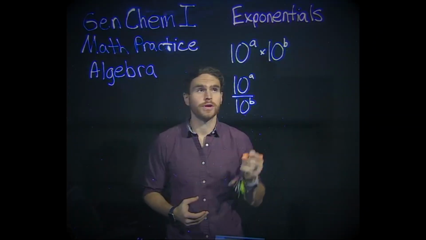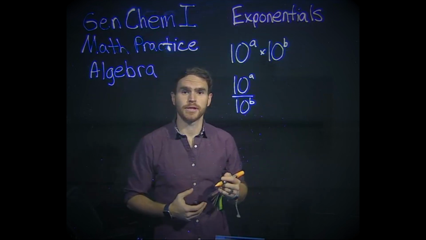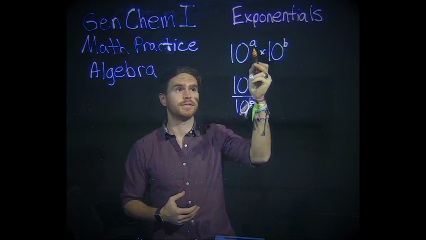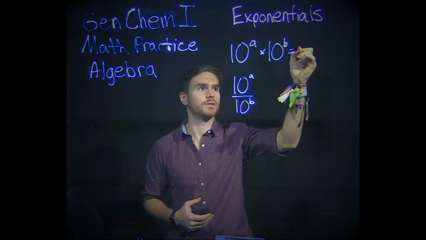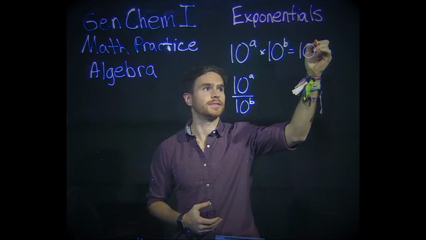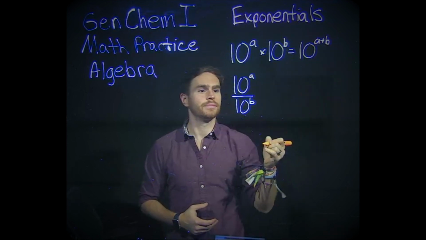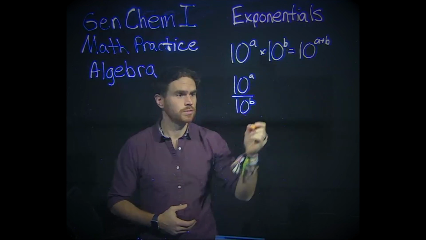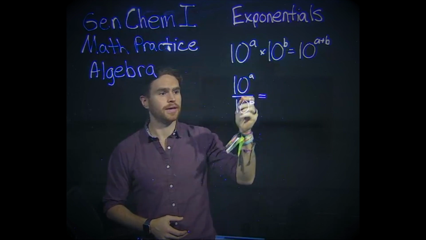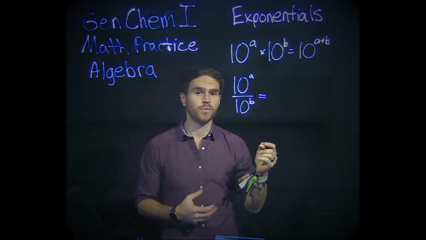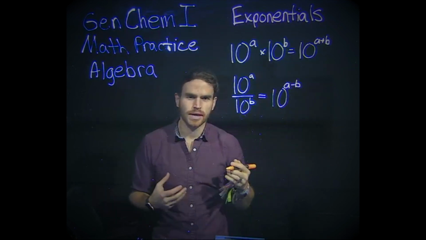Now that we've reviewed what exponentials are, let's talk about working with them. For example, multiplying two exponentials together, such as 10 to the a times 10 to the b. If you perform the calculation, your final answer could be written as 10 to the exponents a and b added together. When dividing exponentials, you subtract a and b from one another. So 10 to the a divided by 10 to the b can be rewritten as 10 to the a minus b.